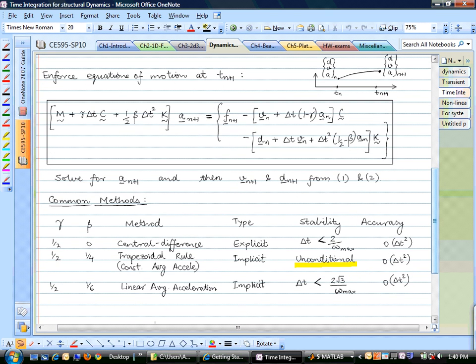So the two most common time stepping methods that people use: one is this central difference method. This is explicit, and this is exactly what Abaqus Explicit uses. So how many of you have used or tried to use Abaqus Explicit for your project? Okay, very few.